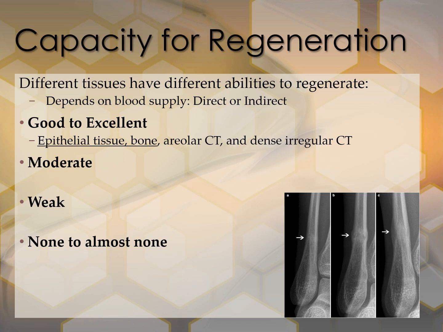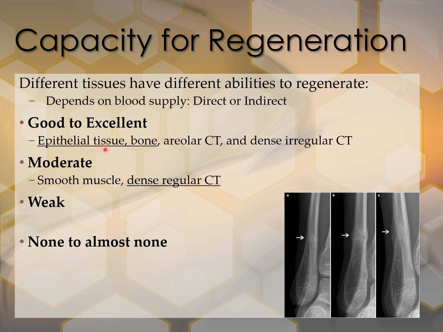So just to get an idea of how good our different tissues are at regenerating, some of the best is obviously epithelial tissue, but also bone. Bone is really, really good at healing. Okay, sometimes you can't even tell that a bone has been broken, and it even heals sometimes stronger than it was before. Okay, areolar and dense irregular connective tissue are very good at healing. So dense irregular connective tissue is in the skin, right, in the dermis. And then our areolar connective tissue is right under all the epithelial tissue. So again, these guys are very good at healing.